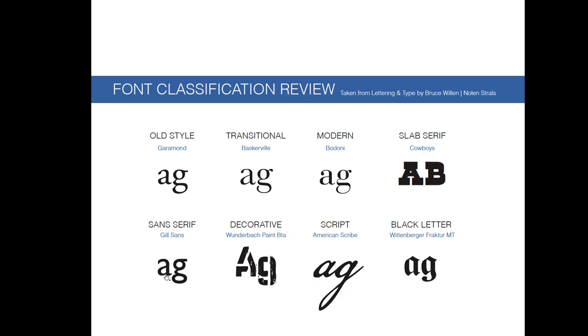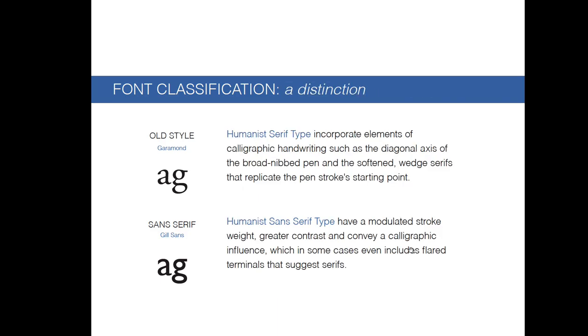The next classification was the sans serif, and then we have other classifications that I didn't really go too deeply into, but they're pretty easy to identify. There's the decorative category, there's script, and the final category is black letter. I want to have a small distinction within the old style and sans serif typeface.